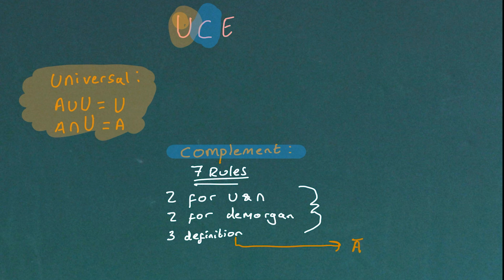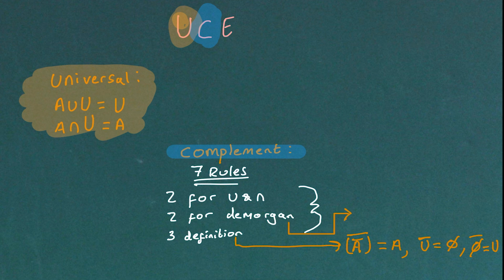So let's cover them all. Starting with the 3 definitions. The complement of A is all the elements that are not A. So the complement of the complement of A is A itself, because it's all the elements that are not not A. The complement of a universal set is the empty set, which is given that symbol phi, and the complement of an empty set is the universal set.